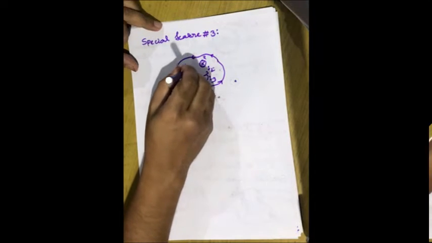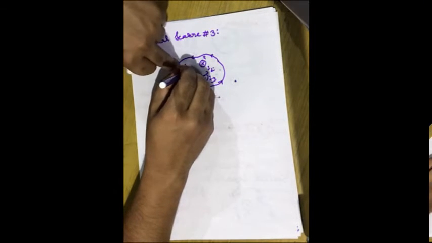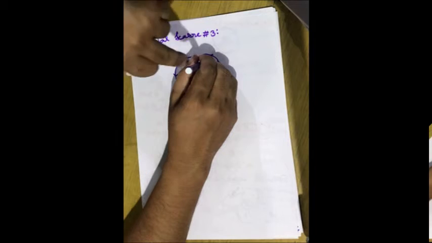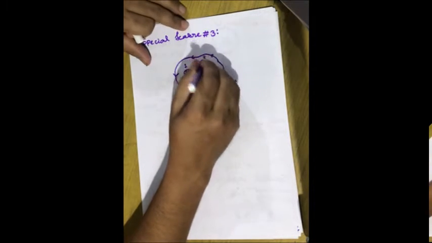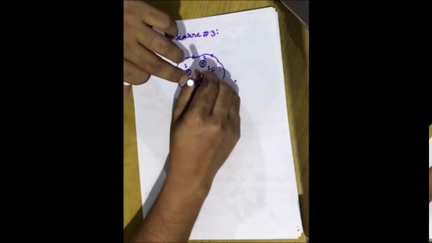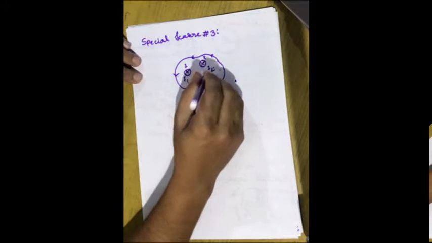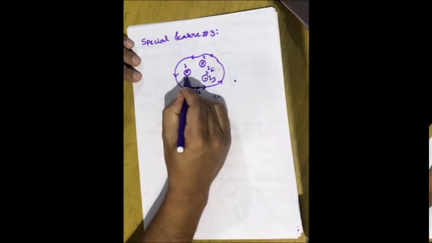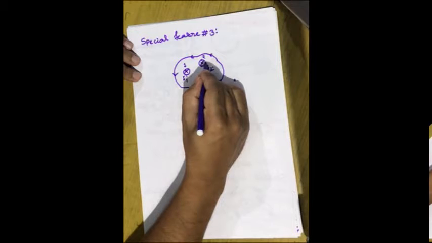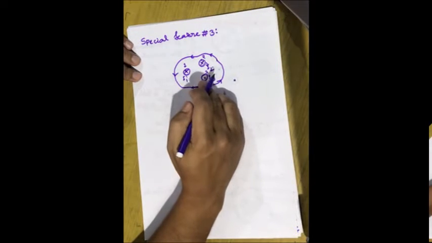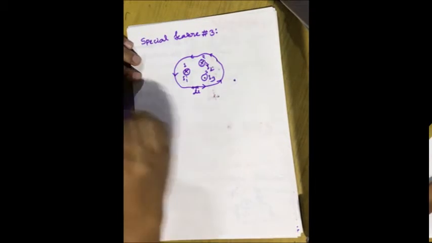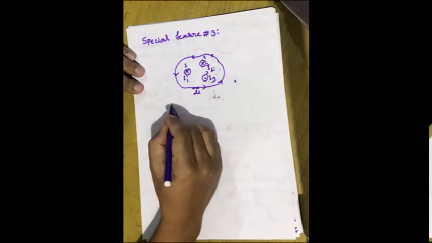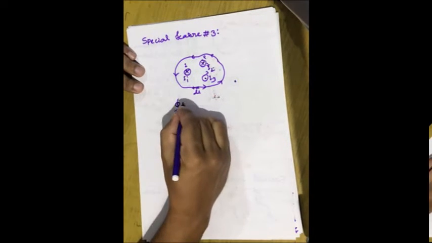The first conductor is carrying a current into the plane of paper, the second conductor is also carrying a current into the plane of paper, and the third conductor is carrying a current outside of the plane of paper. The current in the first conductor is say I1, current in the second conductor is I2, and current in the third conductor is I3.